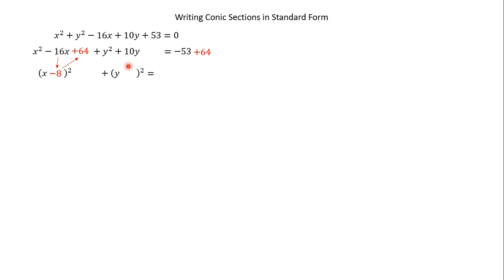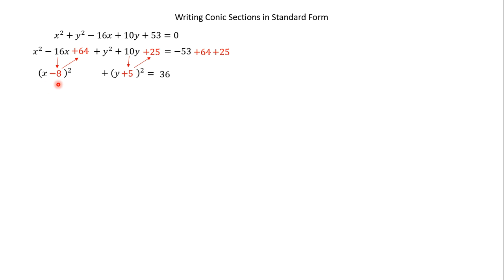All right, now with the y's, we're going to do the same thing. We're going to take the 10, divide by 2, so it's plus 5. Notice this one was minus because it was in minus 16. This is plus because it was plus 10. That sign stays the same. So we divide by 2 to get 5, then square it, so plus 25. If we add 25 there, we have to add 25 over here. Now over here we just need to add these numbers together to get 36.